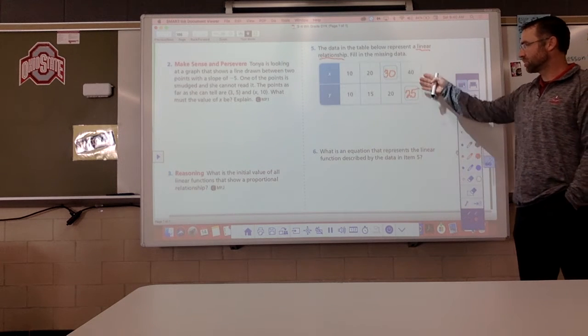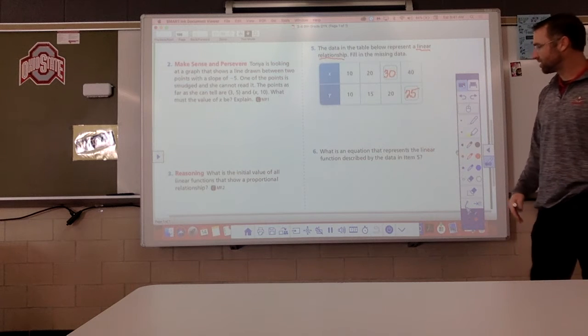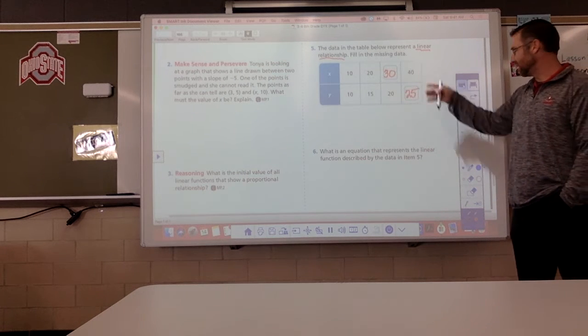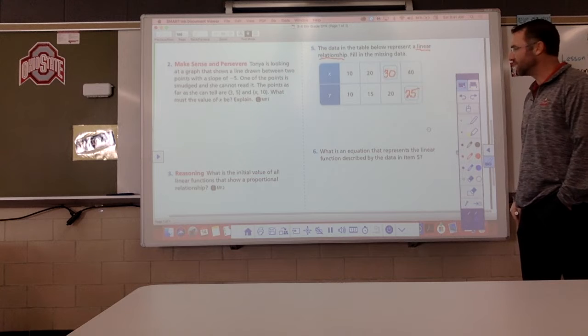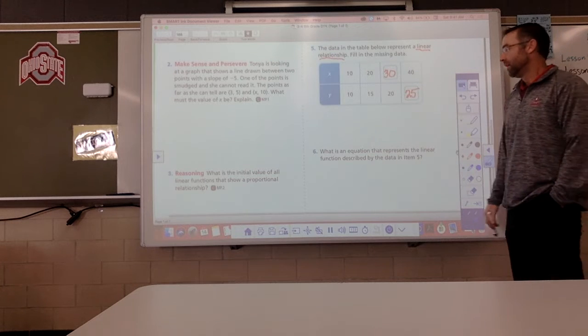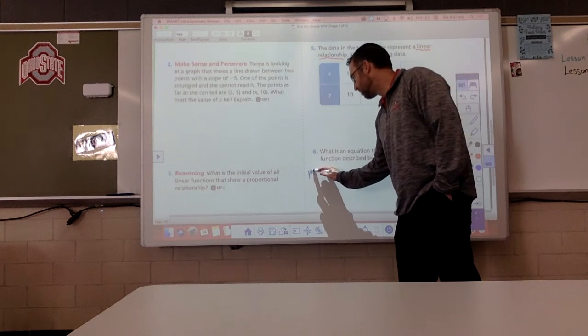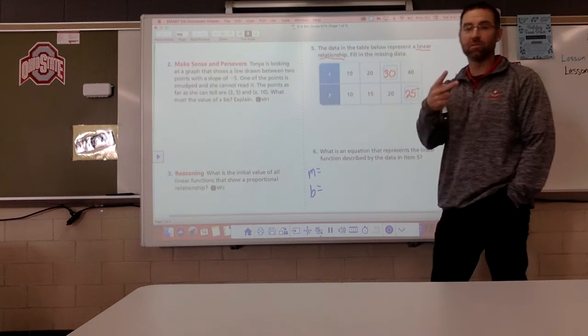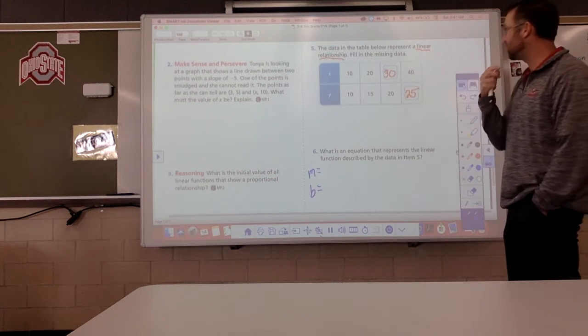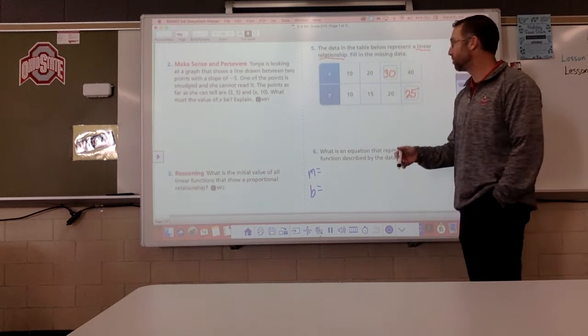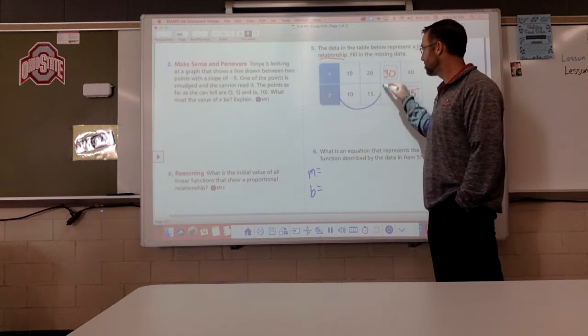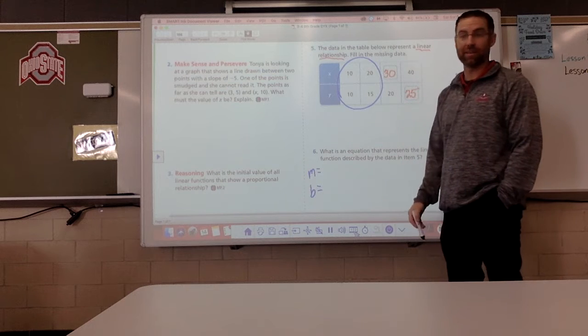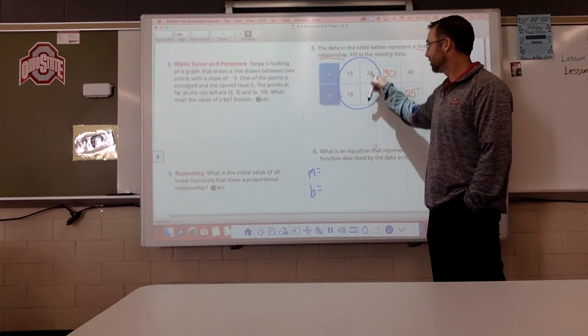Okay. Number 6 builds on this table. Write an equation to represent this linear function, I should say. So, we got to find a slope. We got to find a y-intercept. If we find those two things, we can write the equation. Well, choose any two ordered pairs up here. Let's just use the two smaller ones. Smaller numbers are better to find the slope.